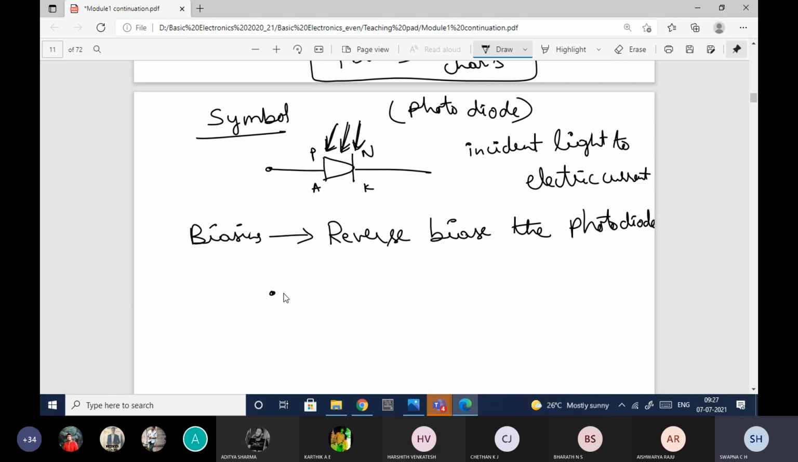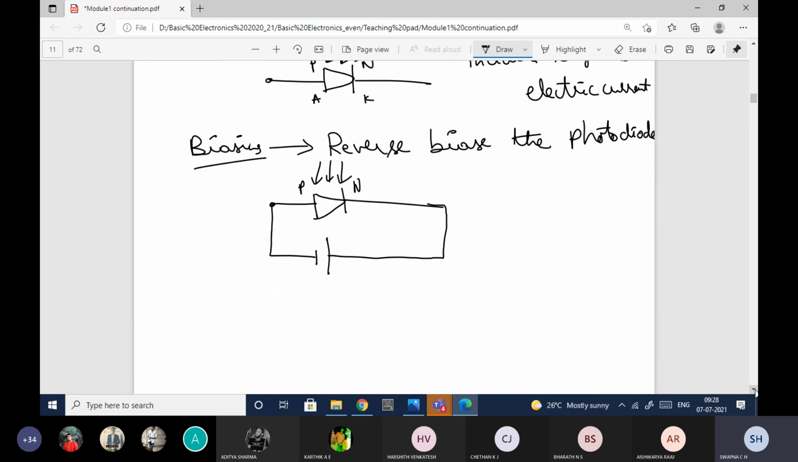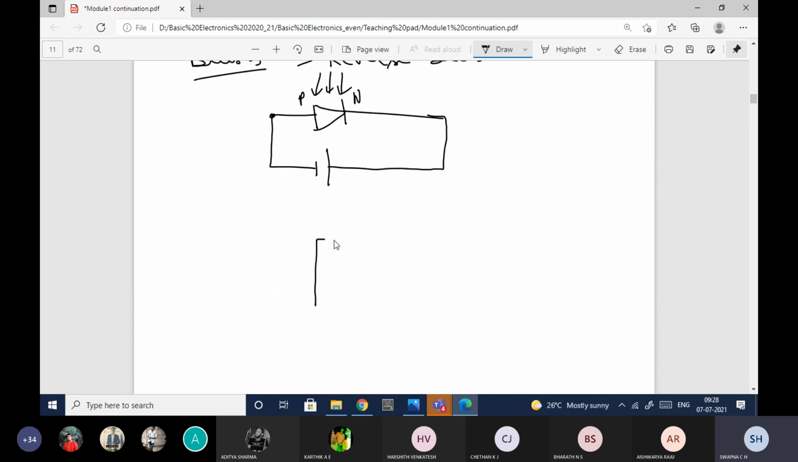Reverse bias in the sense, this is your P and this is your N, and it may work on the incidence of light, but the normal PN junction diode, how you bias it, in the same way here also you need to bias it. Reverse bias means P should be connected to negative and N should be connected to positive. This is how you need to bias it. This is the general representation of the circuit.